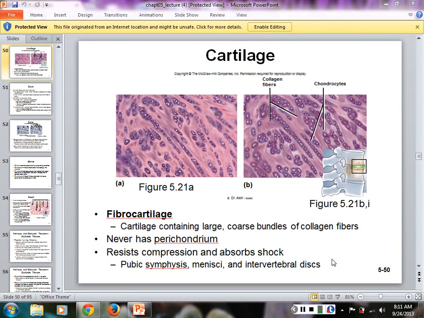So apparently we stopped here, right? Did I cover all of the, what are the three types of cartilage? Hyaline, elastic, and what? The fiber what?